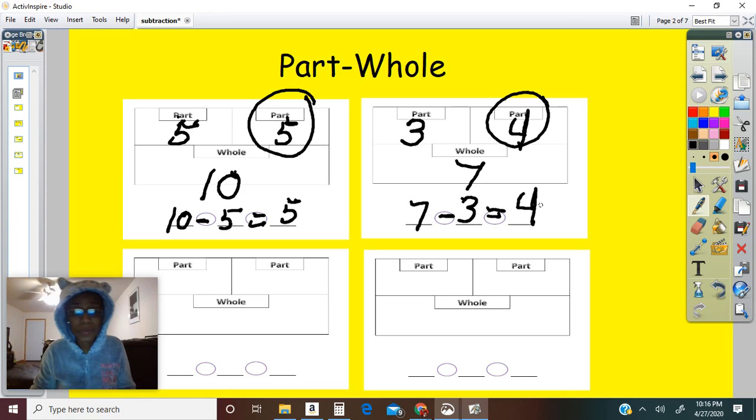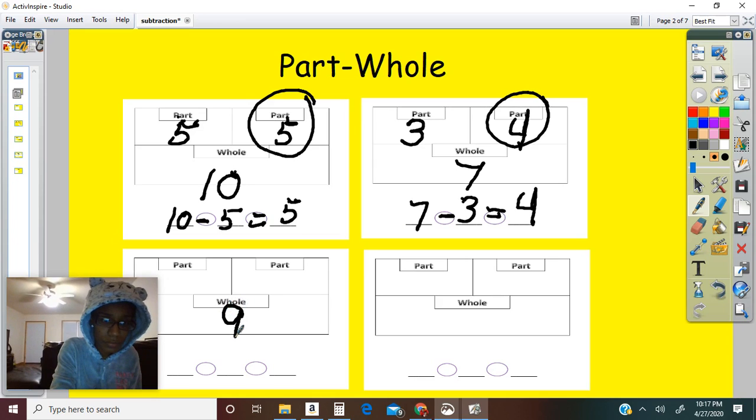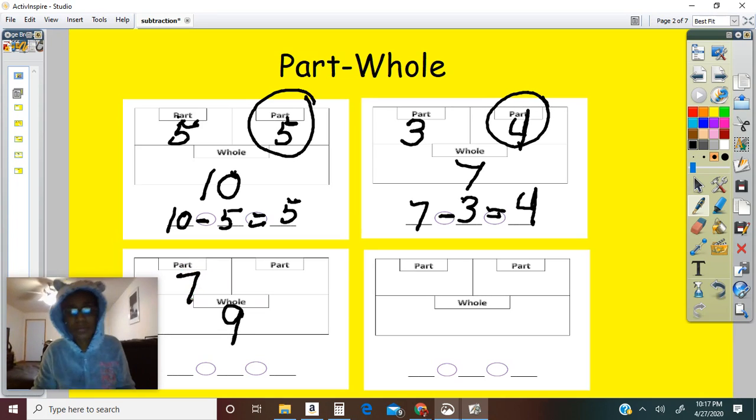Let's see if you can get this one. Nine for our whole and 7 as our part. I'll give you a second to see if you can put it into a number sentence. All right, let's check it out.